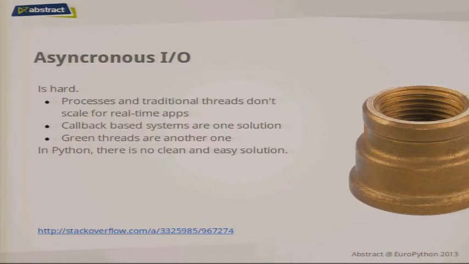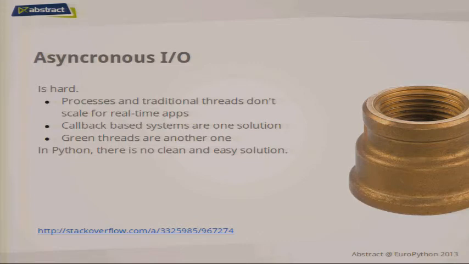And right now in Python, there is no clean and easy solution. What I mean by easy: callback systems are not easy. If you Google for Twisted or Tornado, you'll probably end up on countless blog posts saying how much they suck, because you write stuff, you have a bug, you can't track it down, it's so complicated.